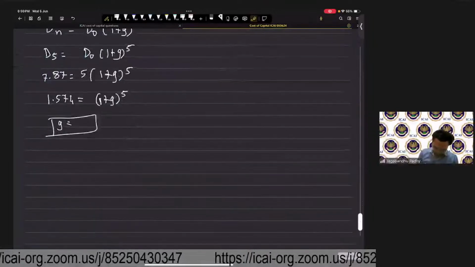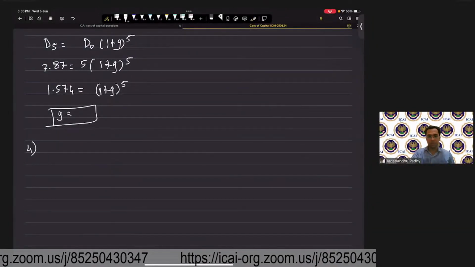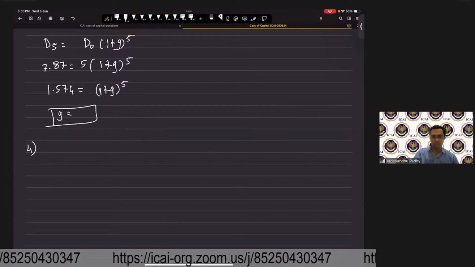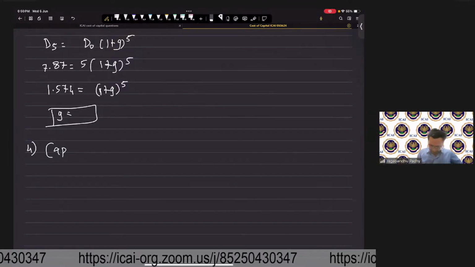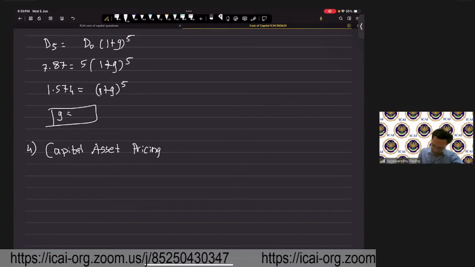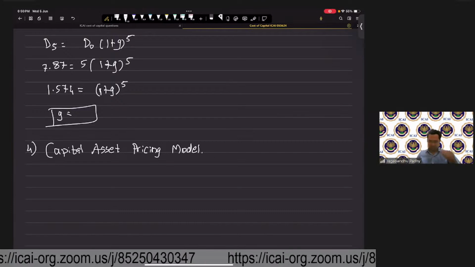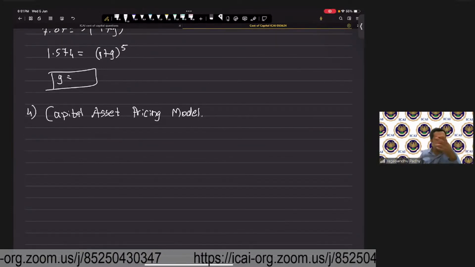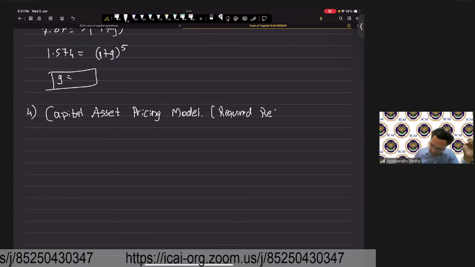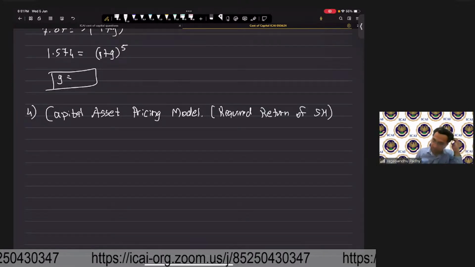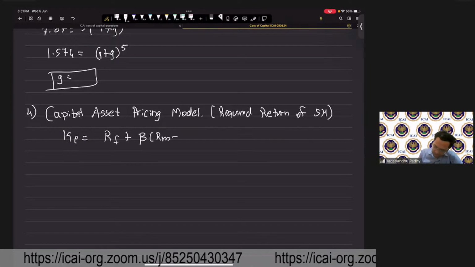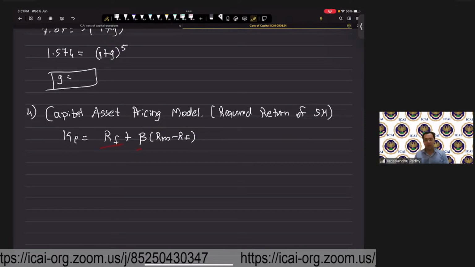Then the next approach to calculate the cost of equity is called the CAPM, the capital asset pricing model. Here we don't look at what is happening in the share price of the company. This model gives you the required return of the shareholder. That's simply computed as K equal to RF plus beta into (RM minus RF): risk-free return plus beta into RM minus RF.